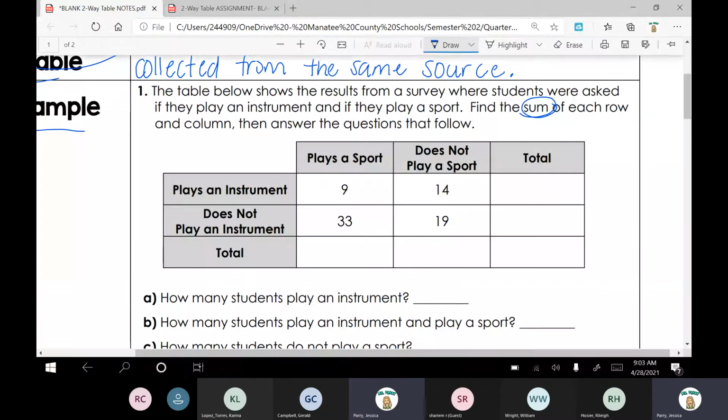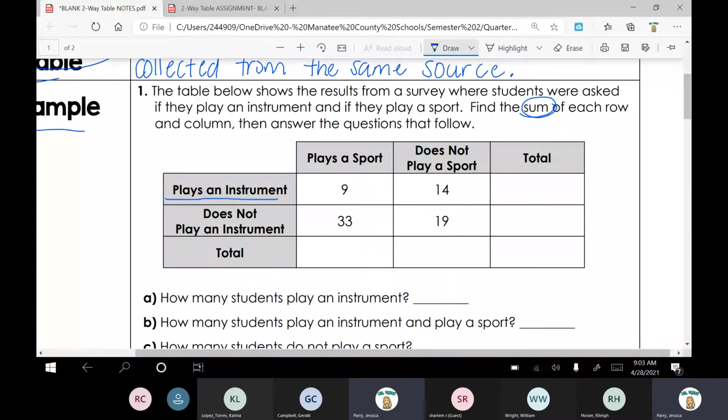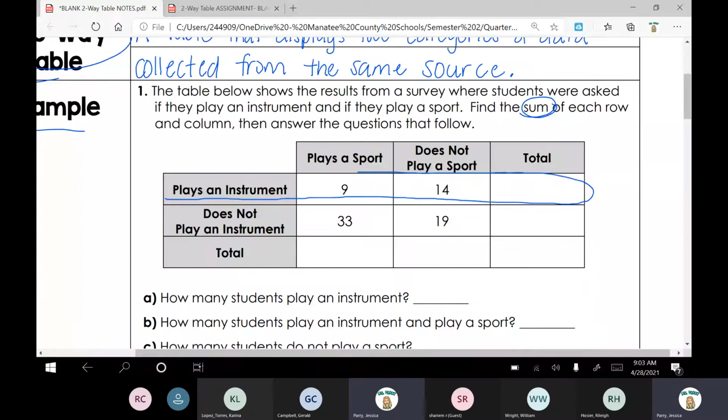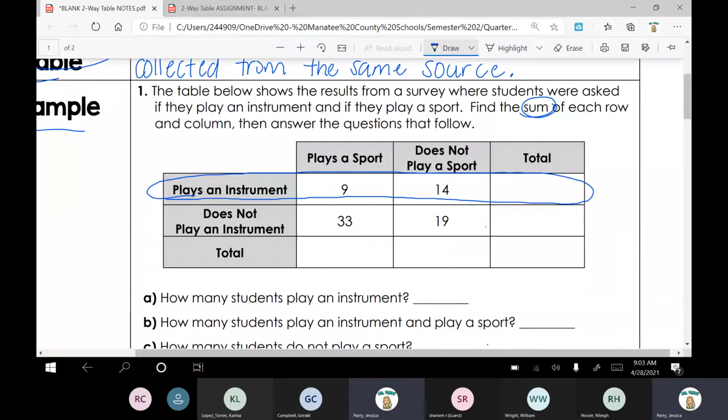Let's find our sum. So what we're going to do is look at all of our students that play an instrument here. I'm going to circle it, and we're going to find our sum. So I take that 9 and 14 and add them together. 9 plus 14, and that total is going to go here in this section. 9 plus 14 is 23. So there's my first one.